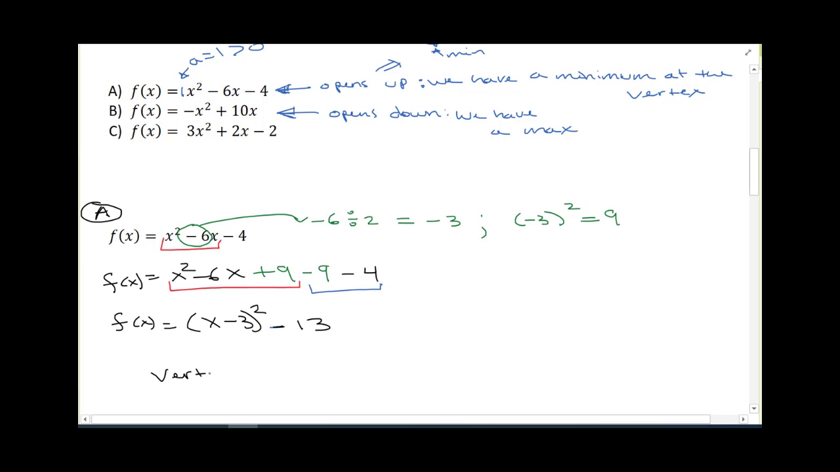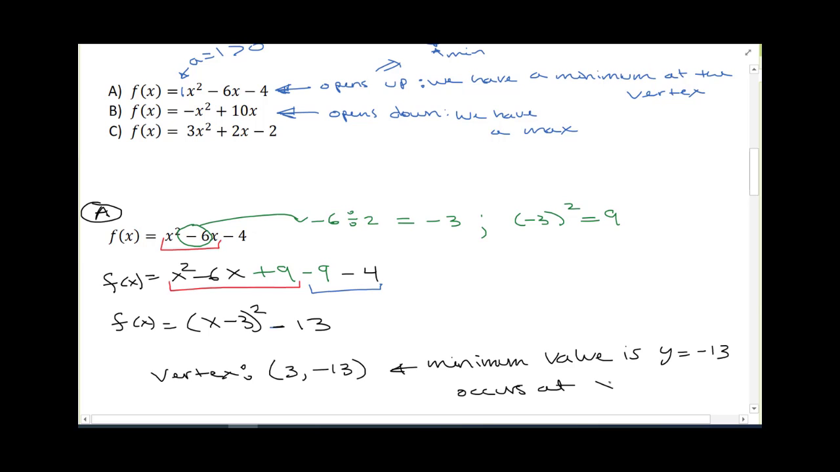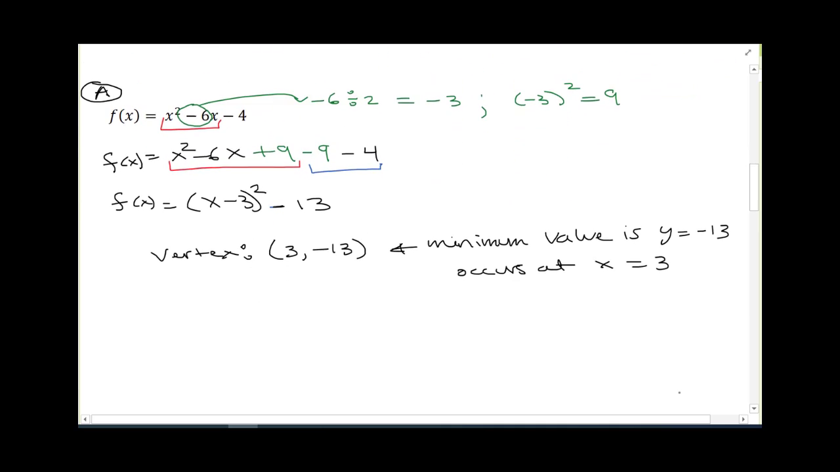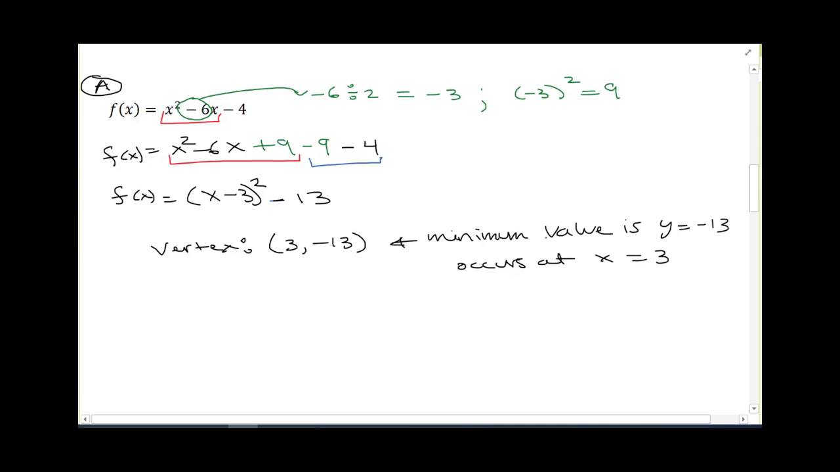So I can tell that the vertex is going to be (3, -13). And we had said up here that this opens up, so we have a minimum value. That means the minimum value is y equals -13, and it occurs at x equals 3. And so that is our vertex, which gives us the minimum value.